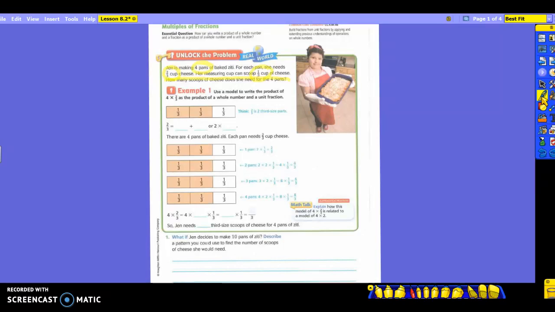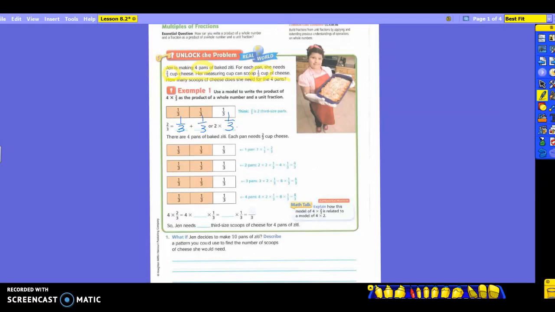Yes? So what am I adding together here? 1/3 and 1/3. And what we did yesterday was we turned this into 2 times 1/3. So it's the same thing. 1/3 plus 1/3 is the same thing as saying 2 times 1/3. You're doing it 2 times. Okay?